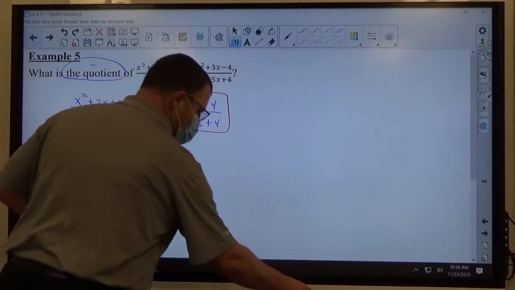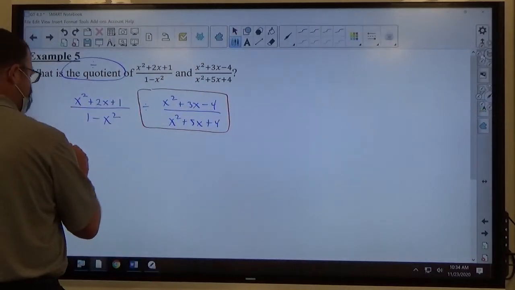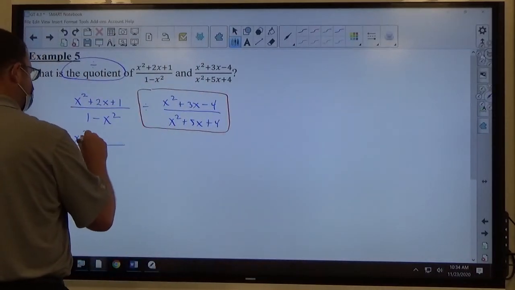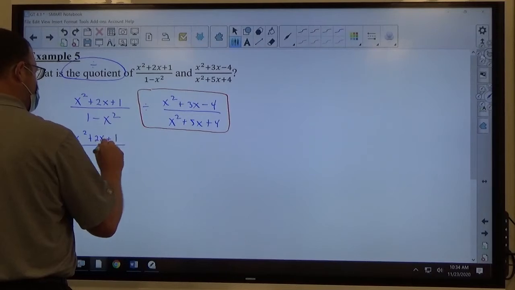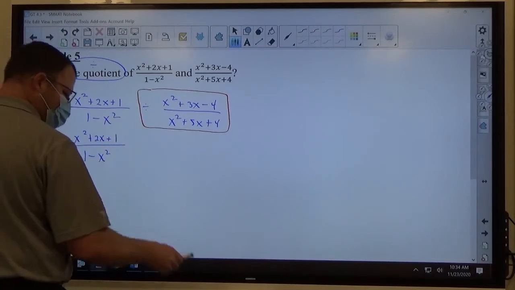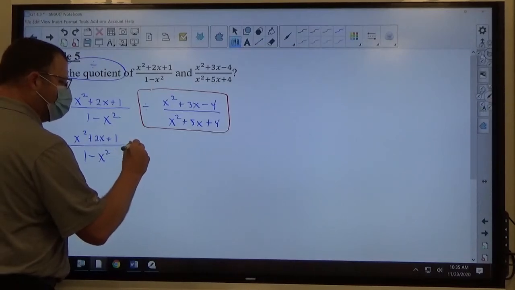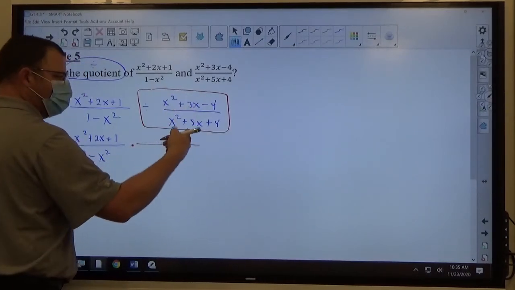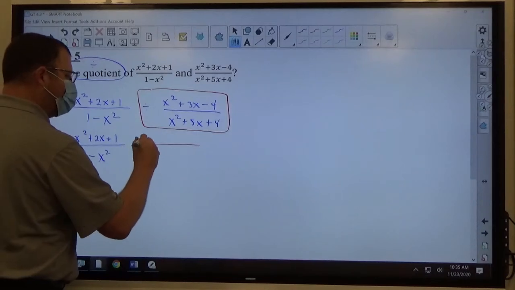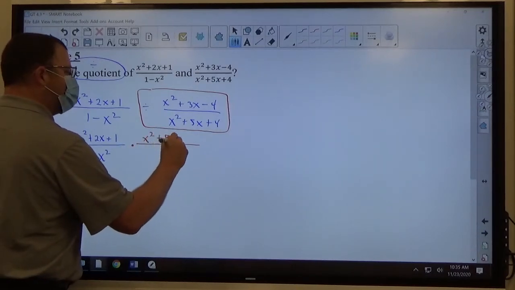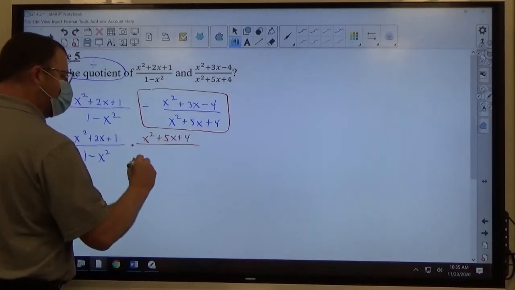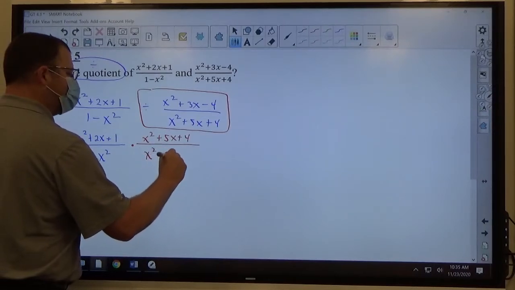So what we're dividing by, in this case the second fraction, we're going to reciprocate, change it to a multiplication problem. So it becomes x squared plus 2x plus 1 over 1 minus x squared. I'm going to change the division to a multiplication sign, and I'm going to invert or reciprocate the second fraction. So x squared plus 5x plus 4 is going to go on top. X squared plus 3x minus 4 is going to go on the bottom.